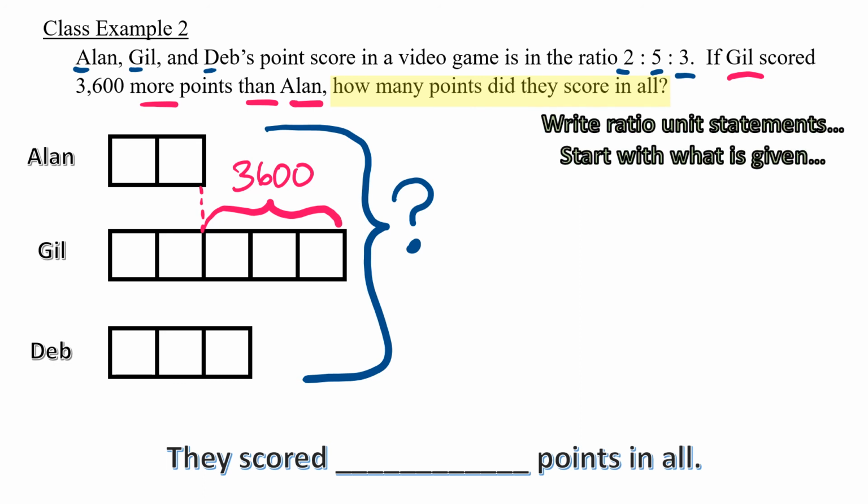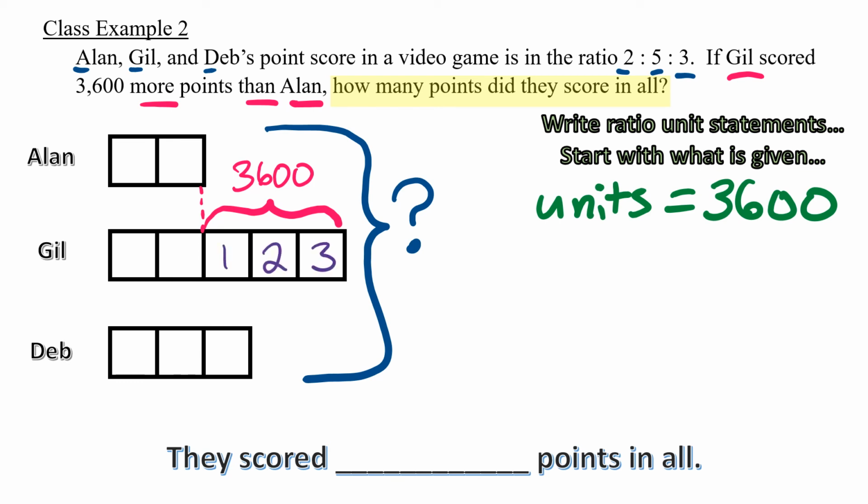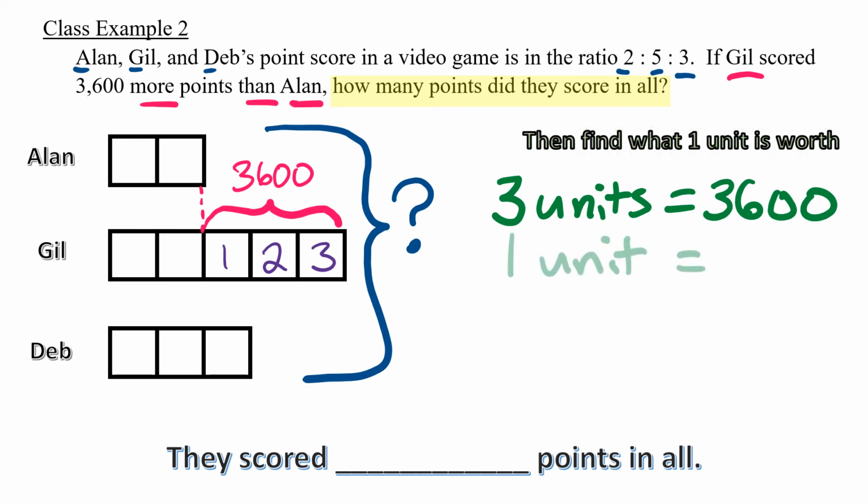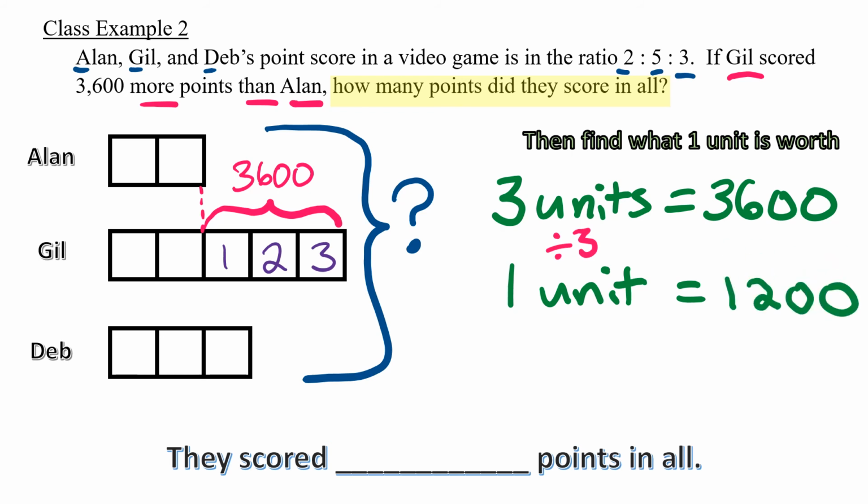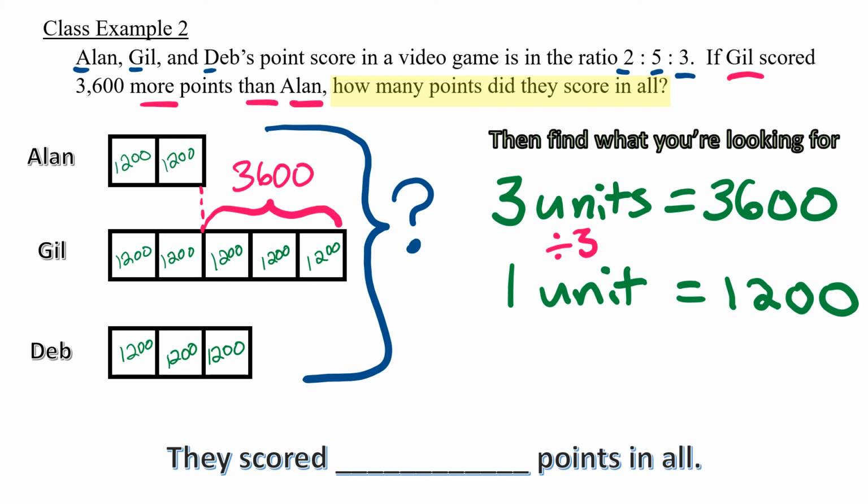So when we go to write our unit statements, we're going to start with that 3,600 is equivalent to those 1, 2, 3 units. Okay? Those extra 3 units Gil has past Alan's amount are worth 3,600. Then, as always, figure out what 1 unit is worth. Since I have 3 units, I'm dividing by 3 to get down to 1 unit. And when you divide 3,600 by 3, you get 1,200 in all of those boxes. Now we're ready to find what we're looking for.